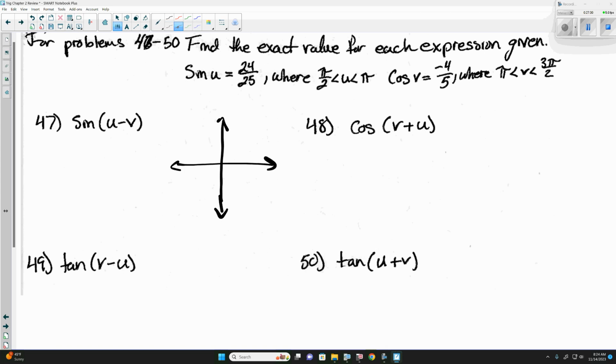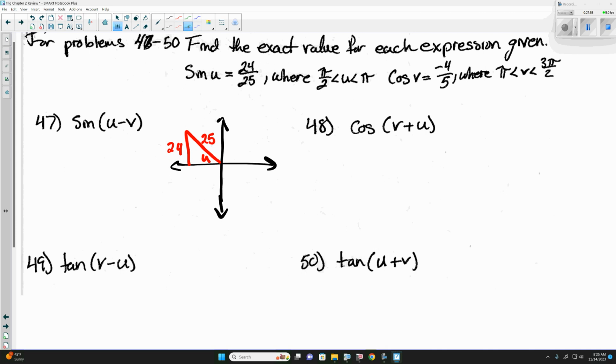Find the exact value of each expression given. Sine of u is 24/25, where u is between pi over 2 and pi. U is over here. Sine of u, opposite over the hypotenuse. My brain is saying that the other one's going to be 7, but we'll see that here in a minute. Figure that out in a second.